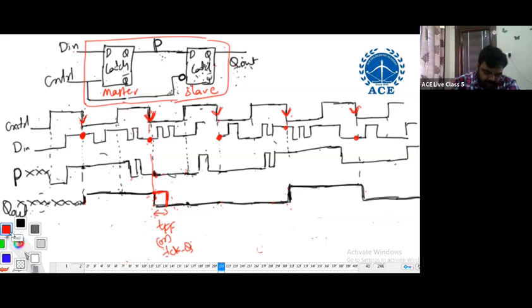So let me modify here. If it is like this, what do you mean by this? Exactly at the edge, it is changing. Am I right? So I am changing my input exactly at the edge. Let us understand what happens.